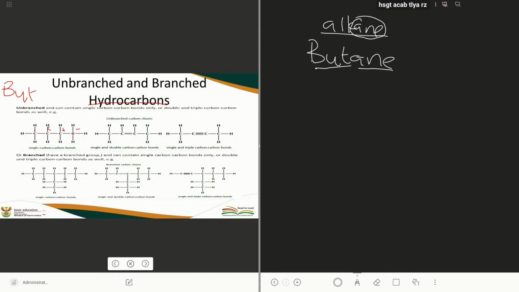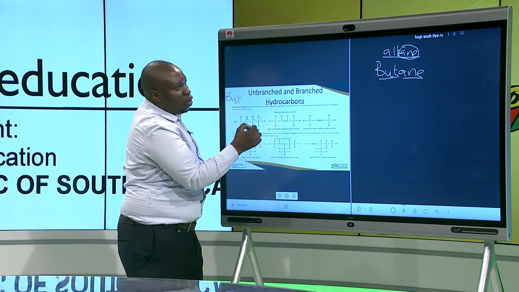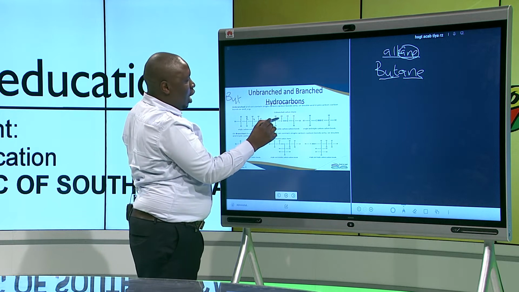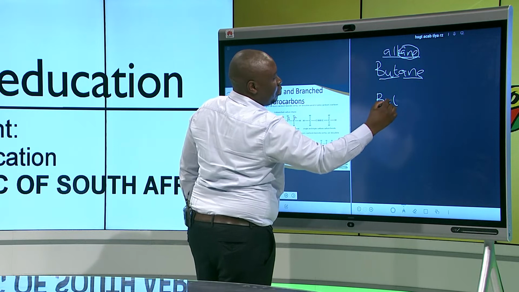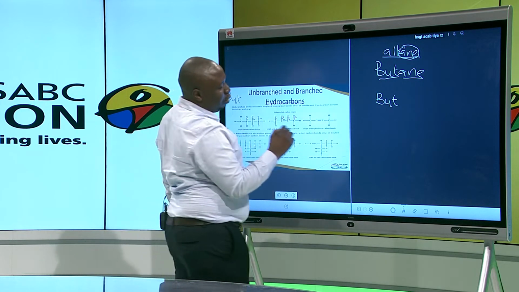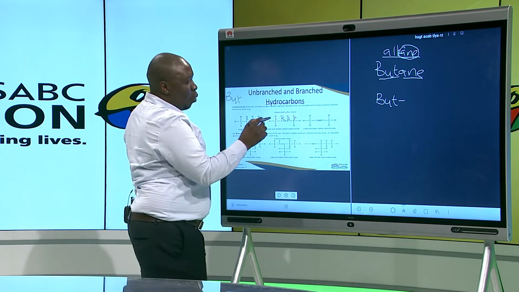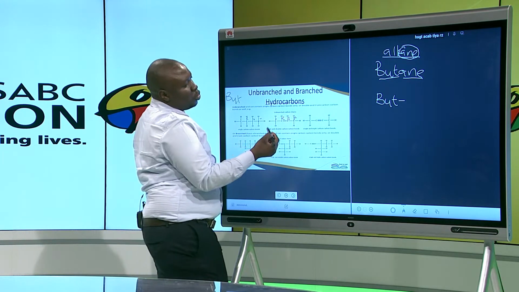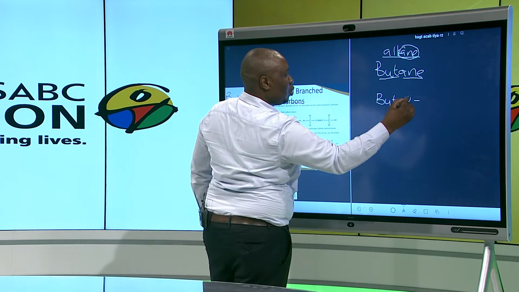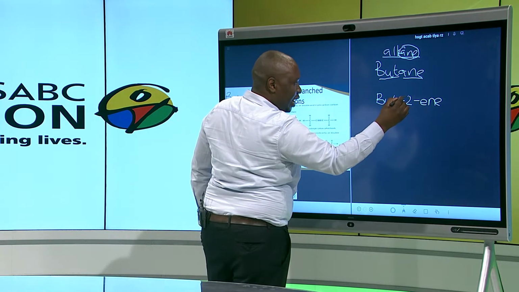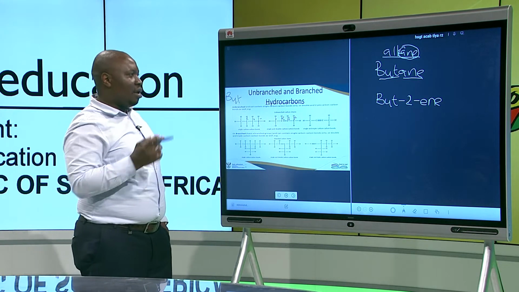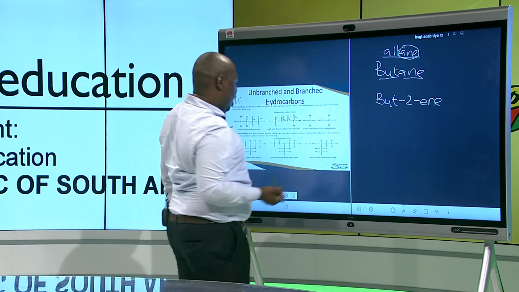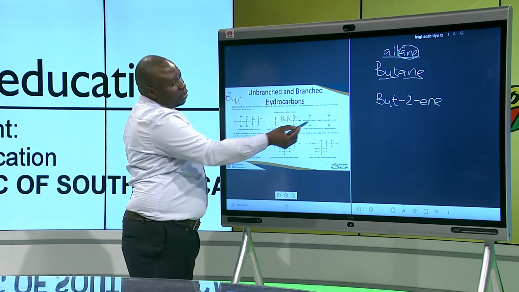Now, when we move here, still, this is unbranched, but we have a double bond. So you count, you say 1, 2, 3, 4. Still, because it's 4 carbons, we'll say but. We have a double bond. When we have a double bond, we use a hyphen. So where do we find the double bond? In carbon number 2. So this will be but-2-ene. Always when there's a number and an alphabet, we put hyphens. We combine numbers and alphabet with hyphens.